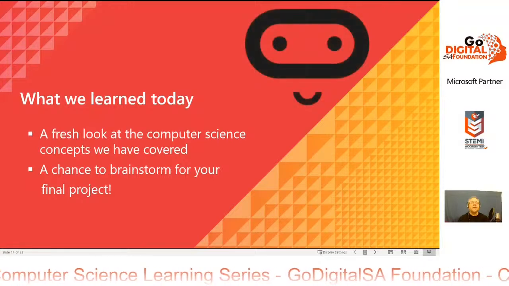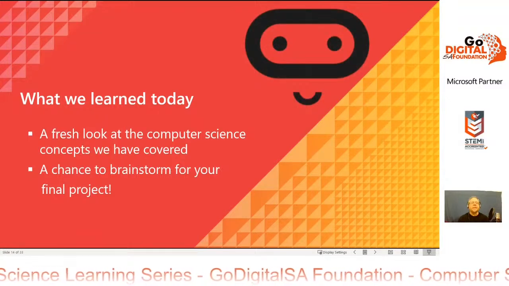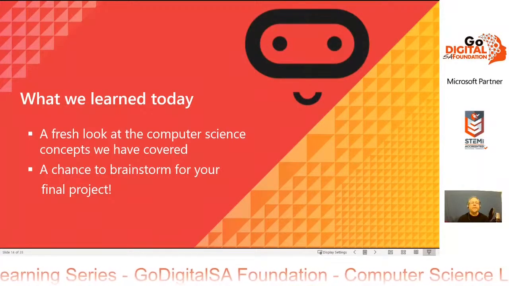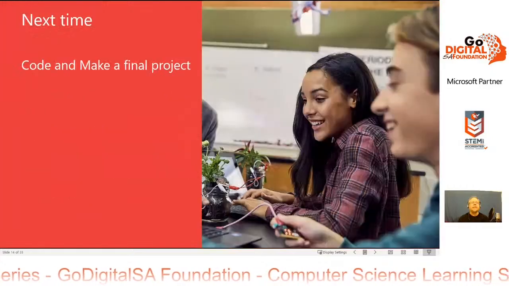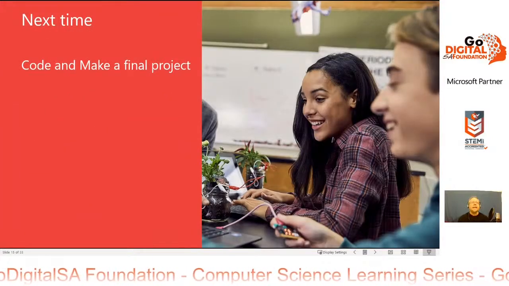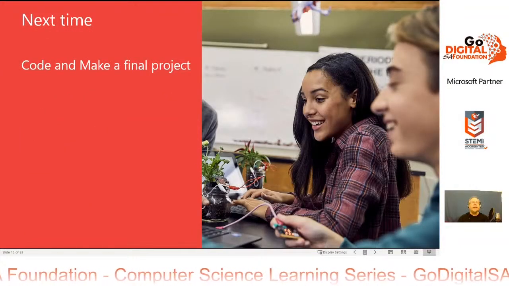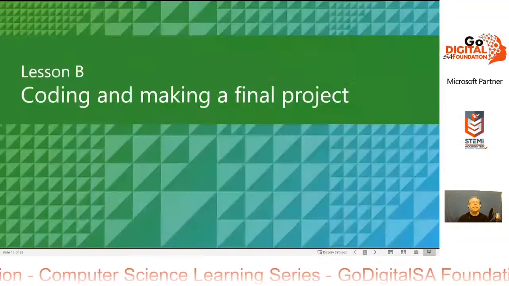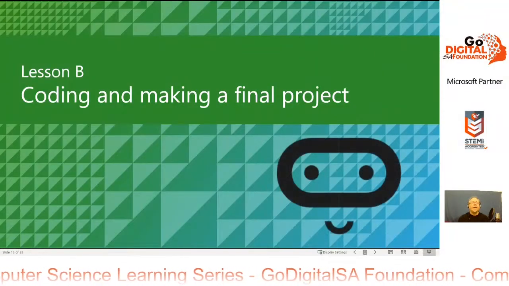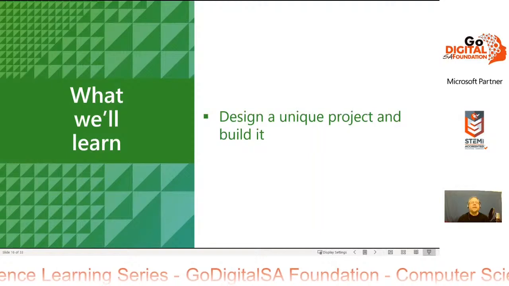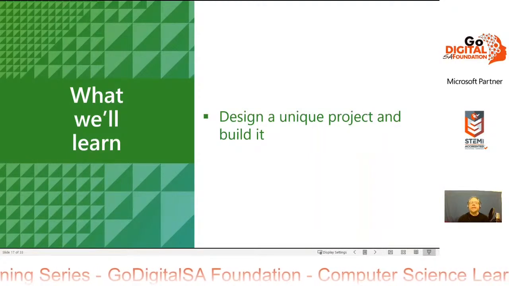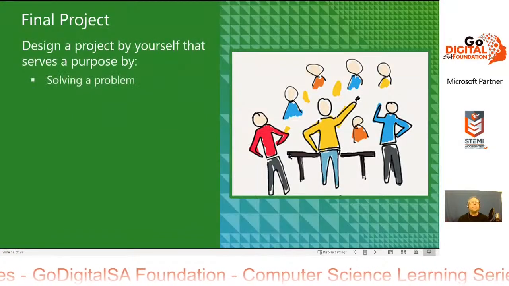So what we learned: we had a fresh look at the computer science concepts we have covered, and we had a chance to brainstorm for your final project. Okay, so the next time we'll code and make a final project. Okay, so lesson B, coding and making a final project. What we'll learn: we'll design a unique project and build it.